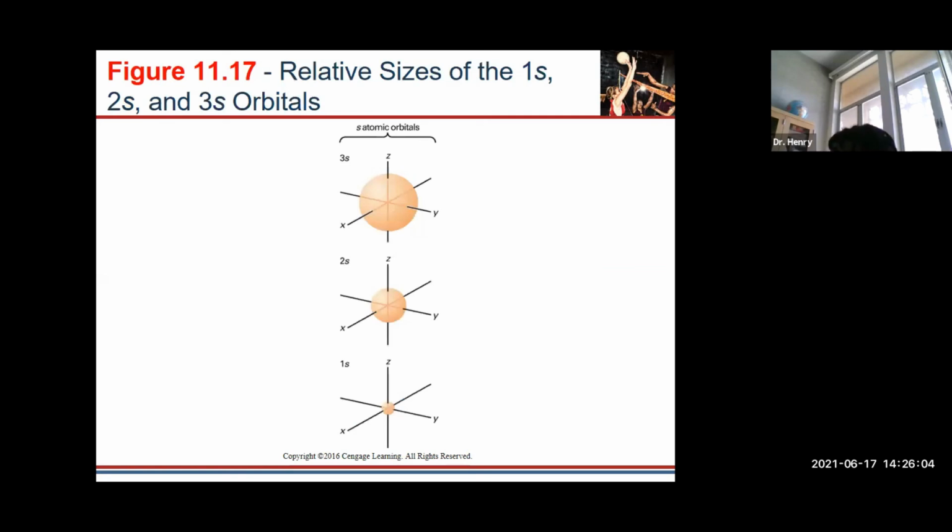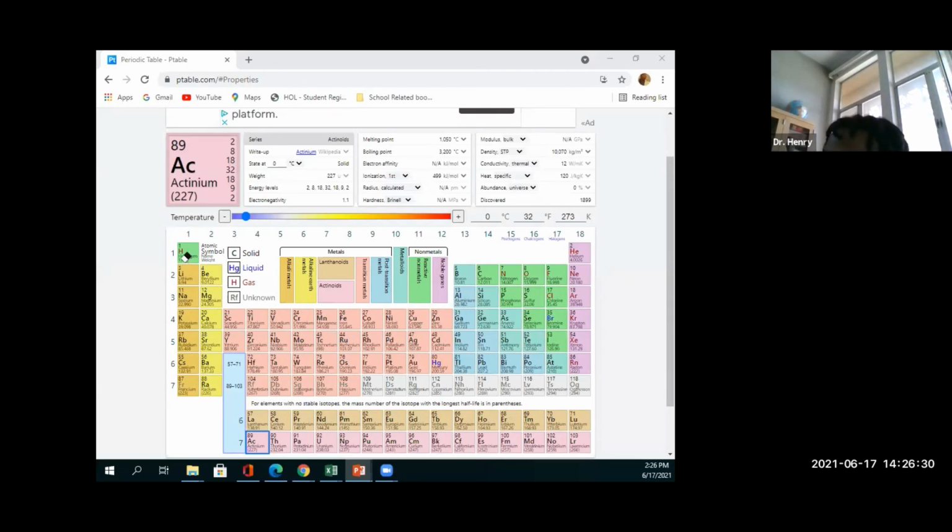So real quick again, the 1s is really close to the nucleus. The 2s is going to be further away, then the 3s. So it's going to get bigger. So the atom gets bigger as we go down the period, right? So an atom that only ends up in that 1s, like hydrogen, is going to be really small compared to something like francium, which is at the very end. So let me give you an example. Here's hydrogen, here's francium.